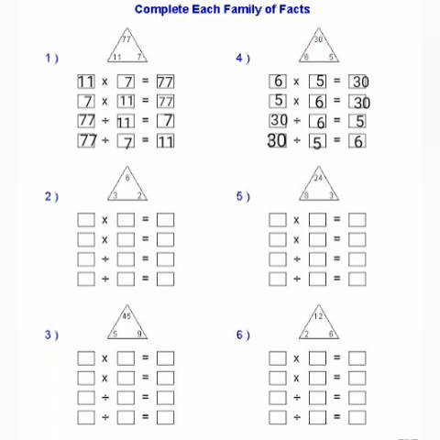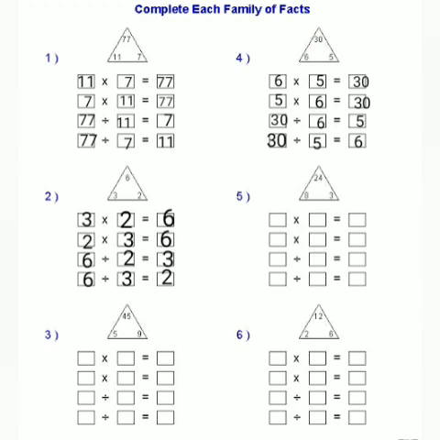Our next number family is 6, 3 and 2. Are you ready? 3 times 2 makes 6. So turn them the other way. 2 times 3 makes 6. 6 is the biggest number, so we start with that. 6 divided by 2 makes 3. So again, start with the big number, 6, divide it by 3, and we get 2.